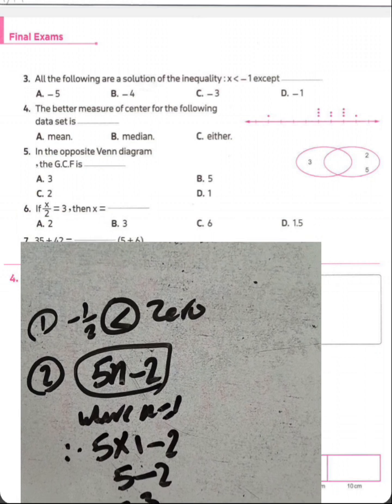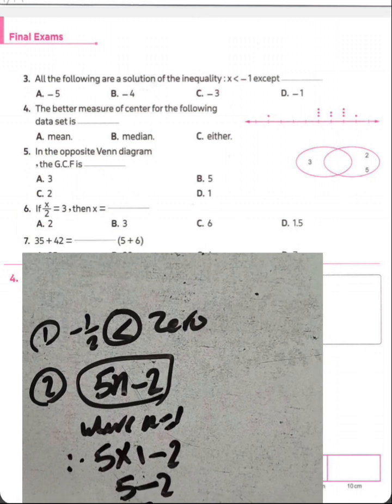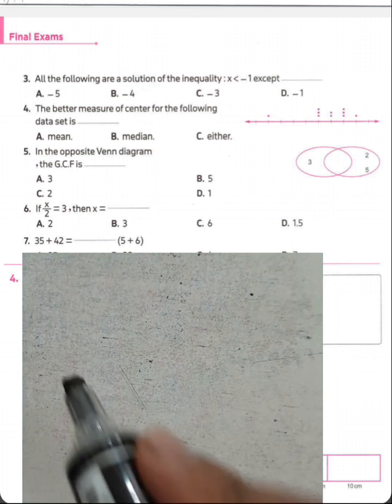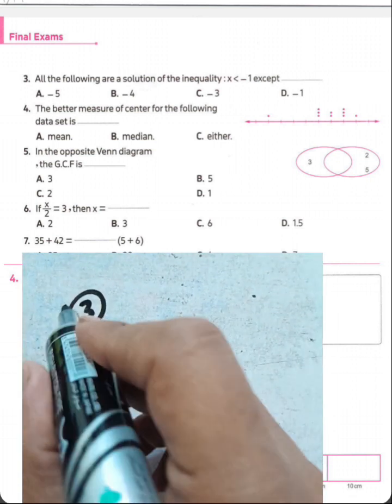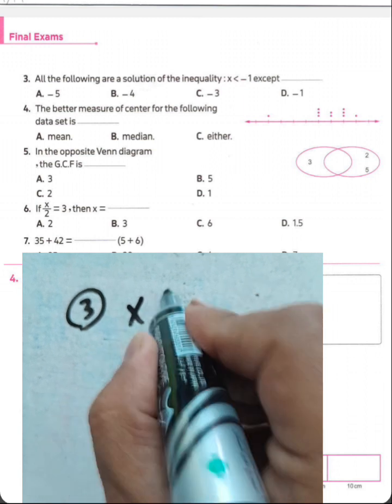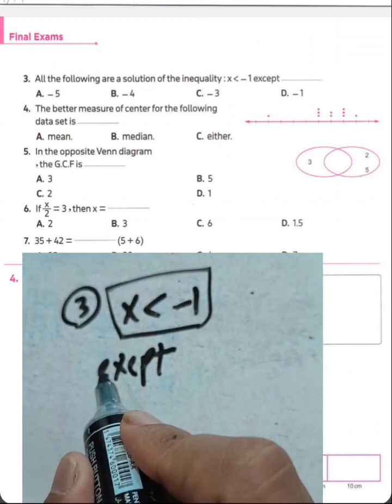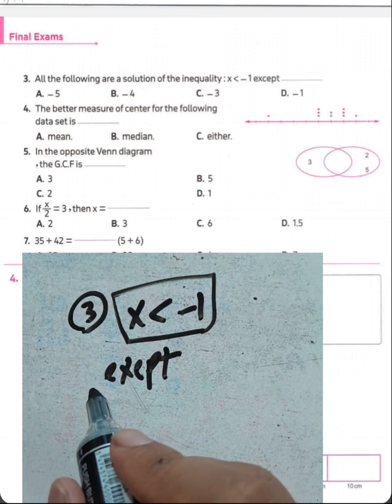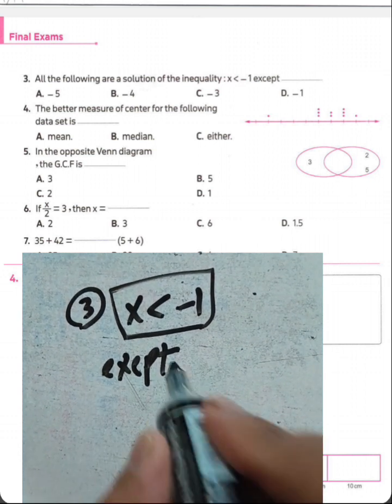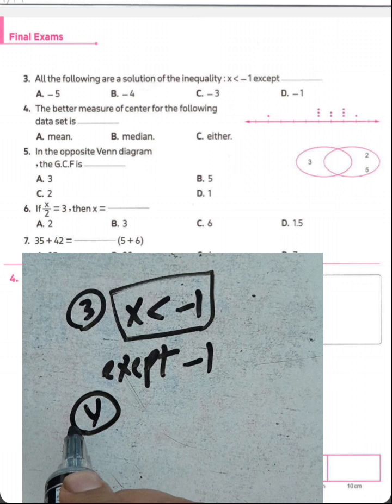Question number 3. All of the following are solutions of the inequality x less than negative 1 except what? Except what? Can you tell me? Except negative 1, because negative 1 equals negative 1. But negative 5, negative 4, negative 3 are true, so the answer here will be letter D.